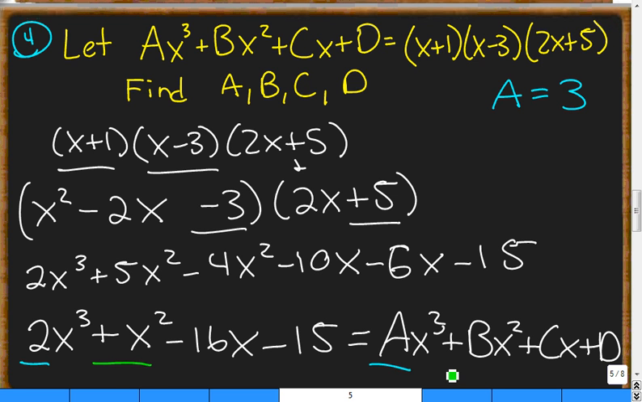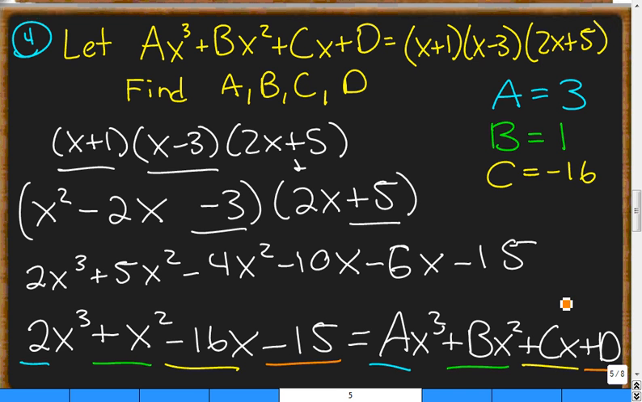Our b relates to our x squared term. On the right side we have bx squared, on the left side we just have x squared. That means b is going to equal 1. Then our term that has x involved: c on the right side, negative 16 on the left, so we get c to be negative 16. And lastly, we have negative 15 as what's left over, so we get d to equal negative 15. So this is our answer for this problem.